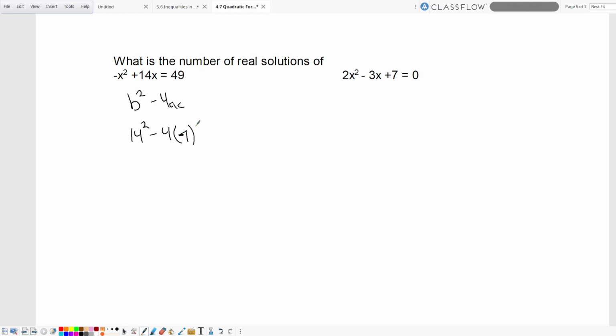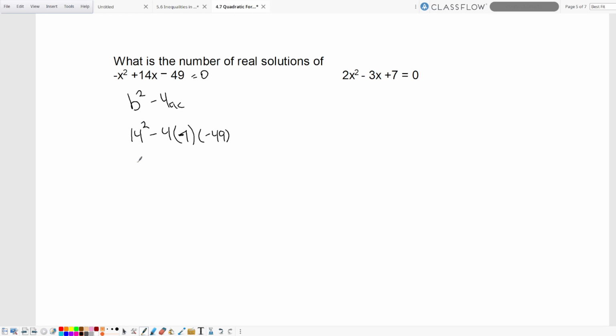Something that I should have looked at before I started this is that this is not in standard form. So technically this 49 needs to be moved to the other side. So this would actually be -49, and then that would be equal to 0. So now my c value is -49. And then we would just go ahead and work this out, and depending on what I get for the discriminant tells me how many solutions I actually have.